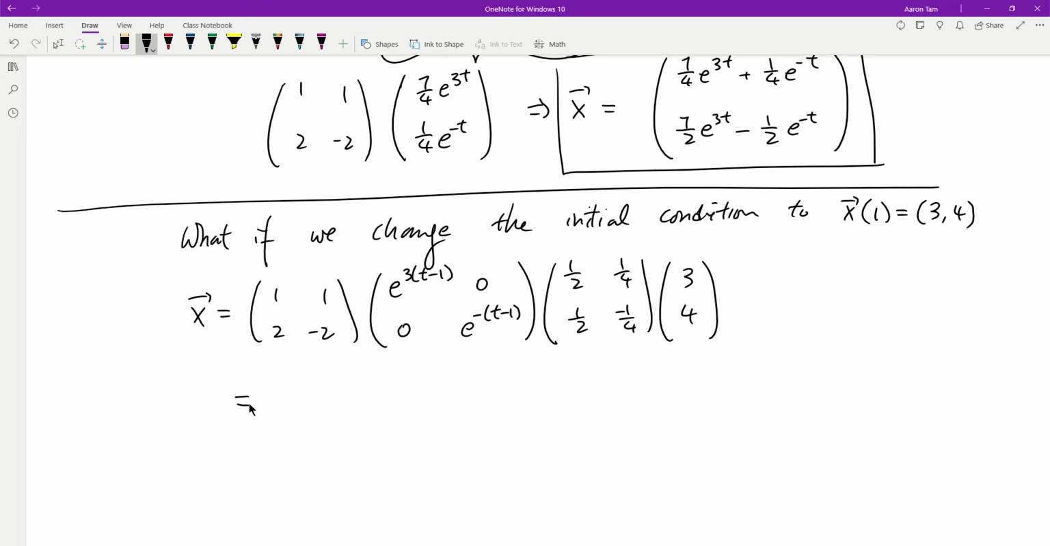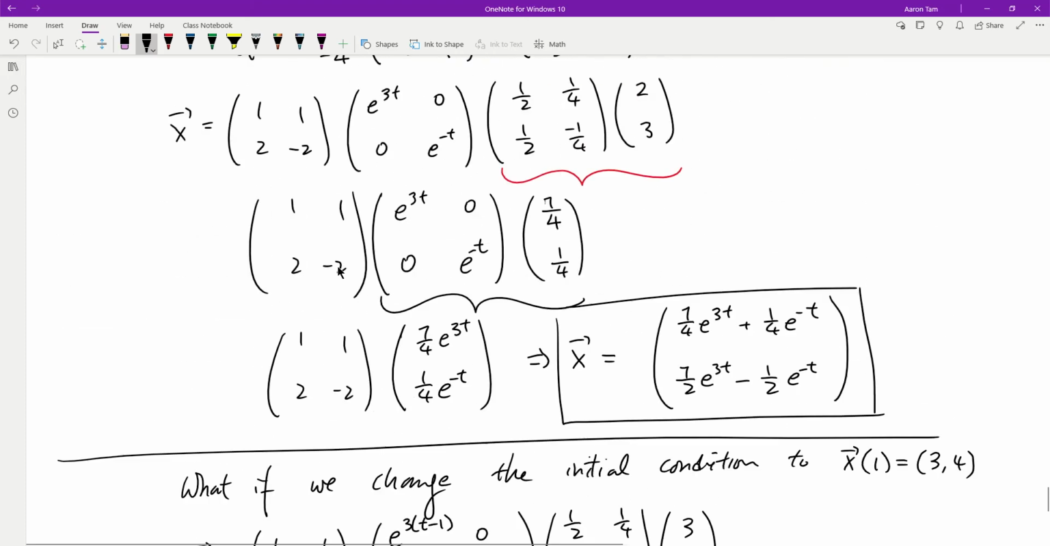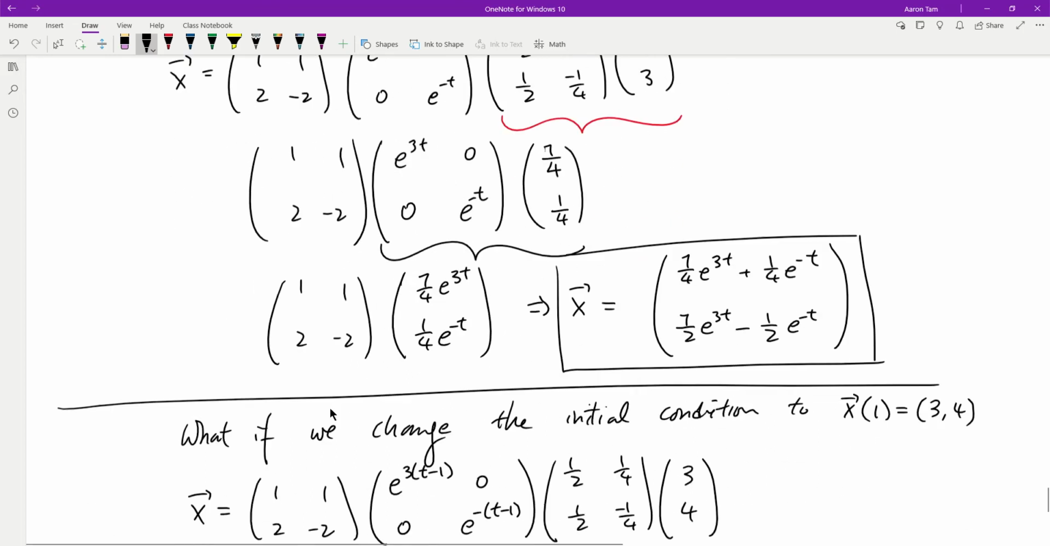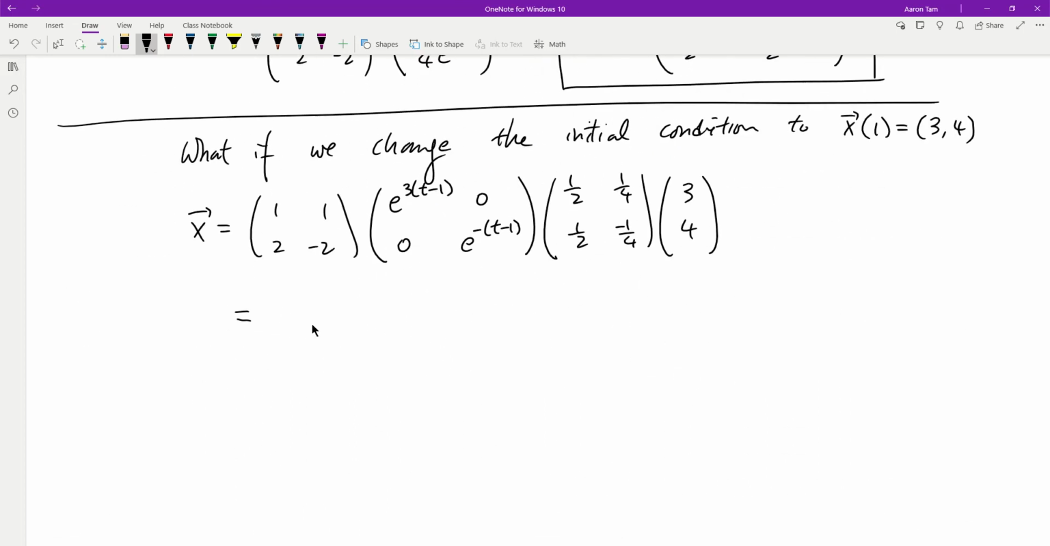So I would suggest that you pause the video right now and see if you can go through the multiplication here from beginning to end, just like what I did right here, to see if you can come up with the solution right here. Okay, pause your video, and once you're done, you can continue to watch, because I'm going to write out the solution now. So the solution, vector x, will actually equal this.